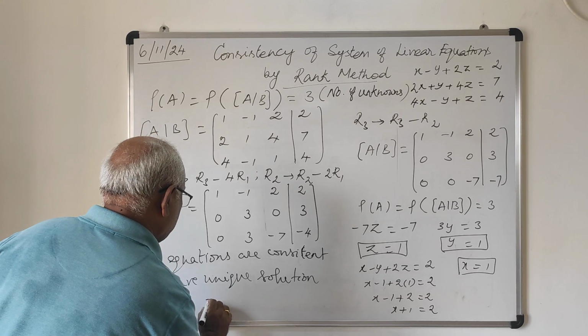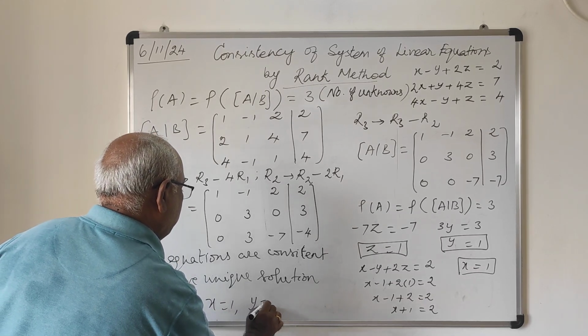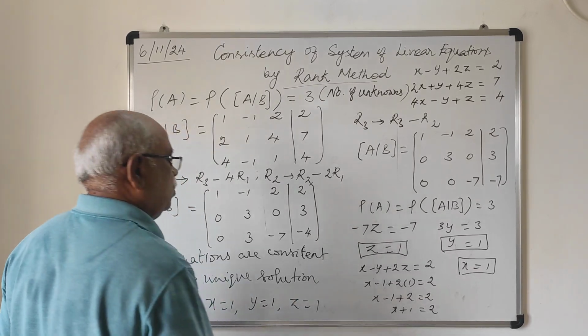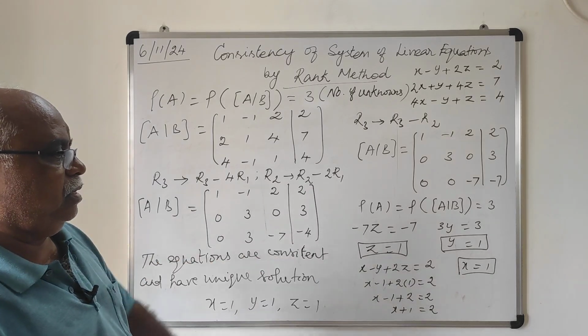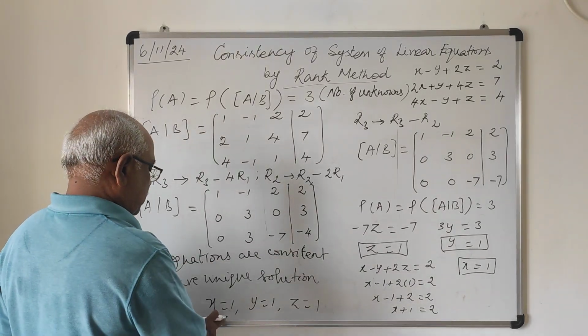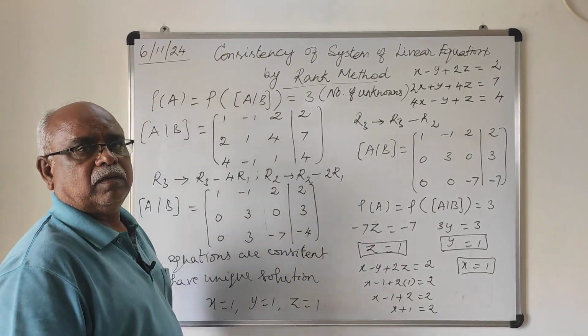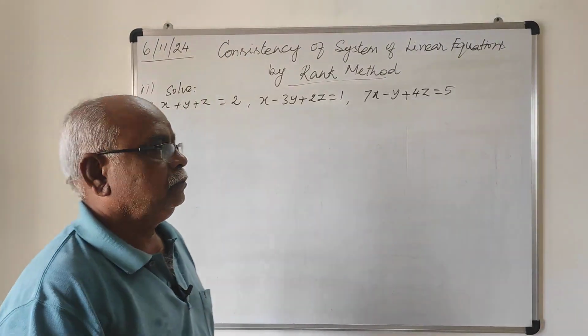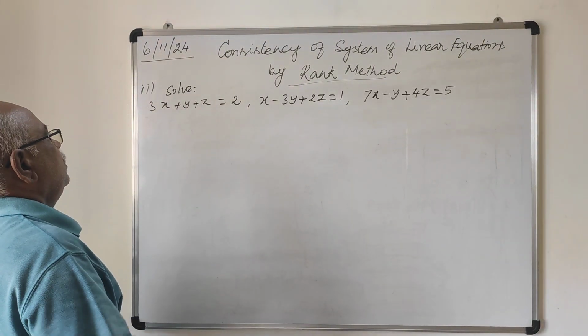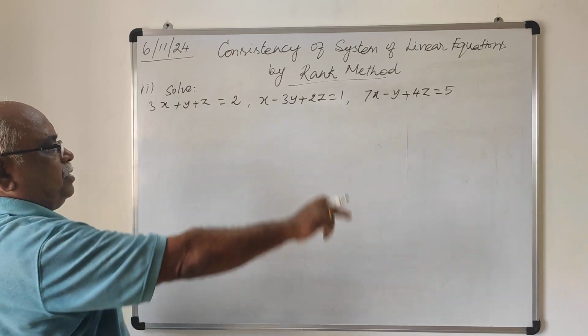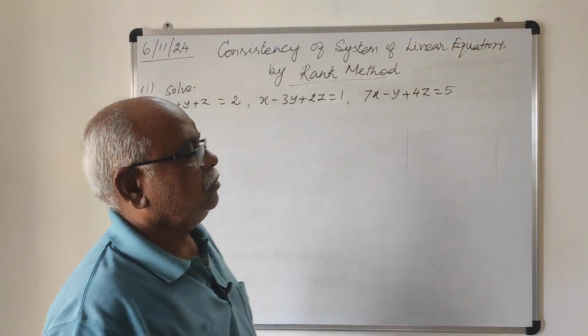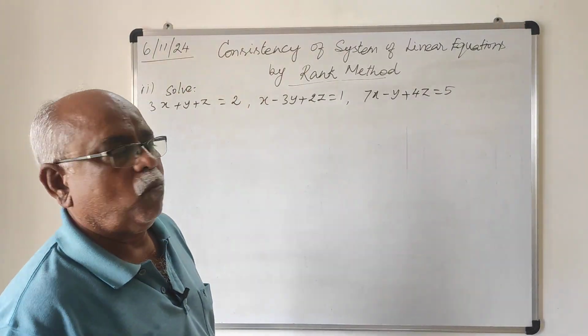Therefore, the values are x equal to 1, y equal to 1, z equal to 1. Therefore, the solution of the system of equations is x equal to 1, y equal to 1, z equal to 1. That's all. Okay? Now, the next problem, we have to solve the system of equations. First, we have to check the consistency and then we have to solve.